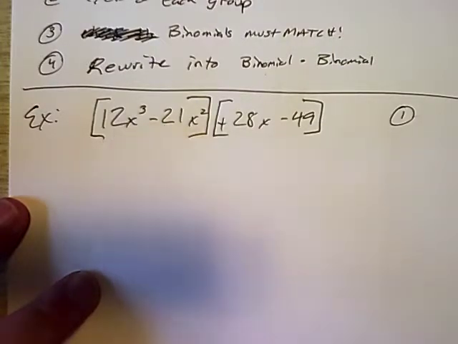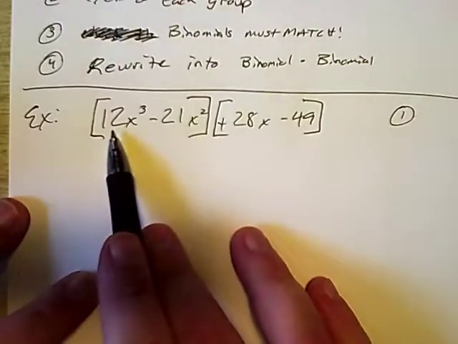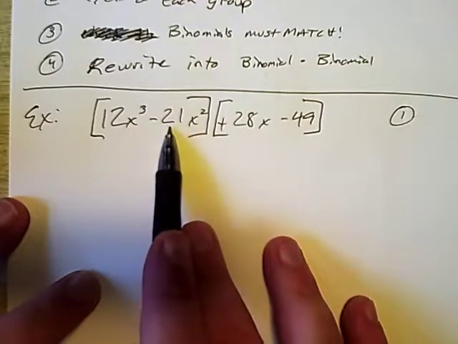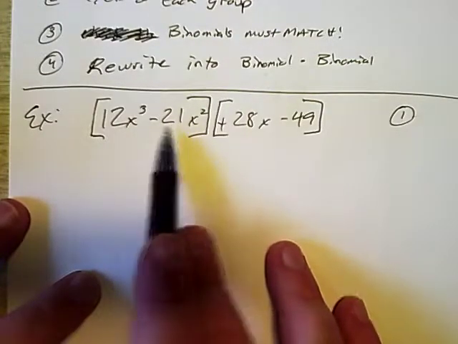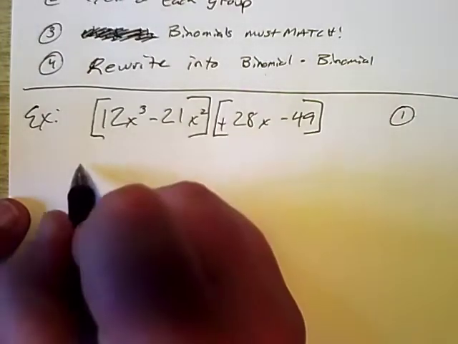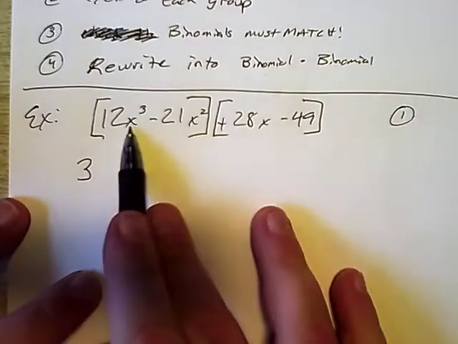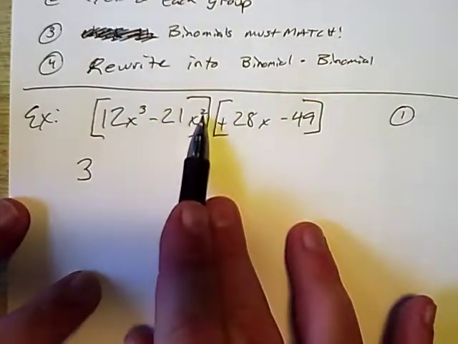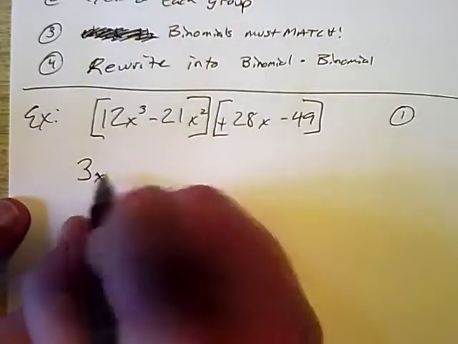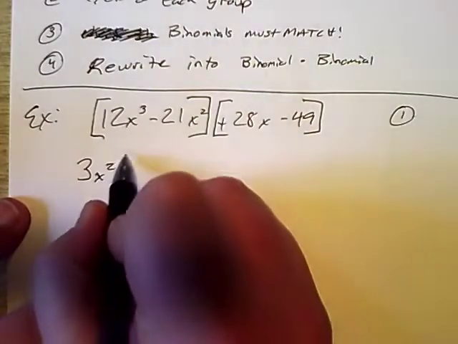What's the greatest common factor between 12 and 21? I know the factors of 12, there's a bunch of them. So I'm going to look at 21. What are the factors of 21? Well, the factors of 21 are 3 and 7. Does 7 go into 12? No. So then I look at 3. Does 3 go into 12? Absolutely, it sure does. So I'm going to pull a 3 out. X to the third, x squared. Which one's the smaller exponent? The smaller exponent is going to be x squared. So a 3x squared is going to come out.